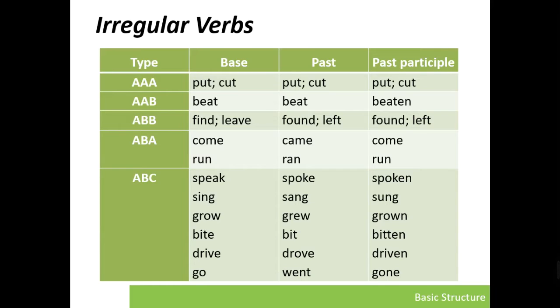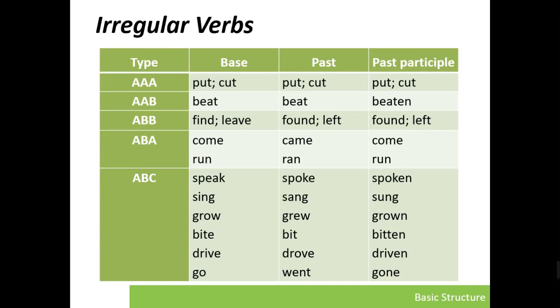And then the third pattern is ABB. It is different from the second one, in that in this pattern, only verb 2 and verb 3 are the same, but verb 1 is different. Let's see the example of find. The verb 2 and verb 3 of find is found and found. And then leave. The verb 2 and verb 3 of leave is left and left. If you see these words unfamiliar, then you should check in dictionary to find the meaning.